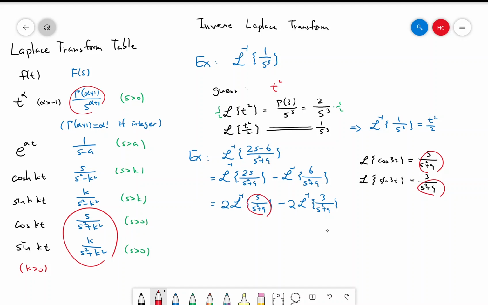Now, these two exactly match the things we have in the chart. So this is equal to 2 times cosine 3t minus 2 times sine 3t. Okay, so this is how we find inverse Laplace transforms. First by guessing. So guess first, and then scale by the correct constant.